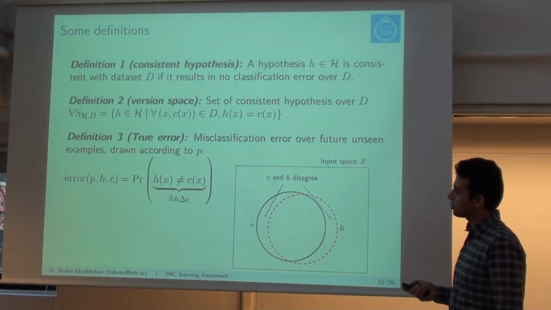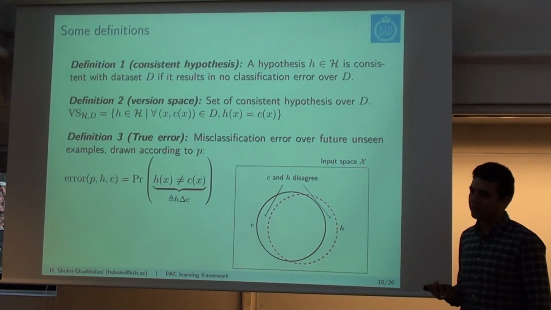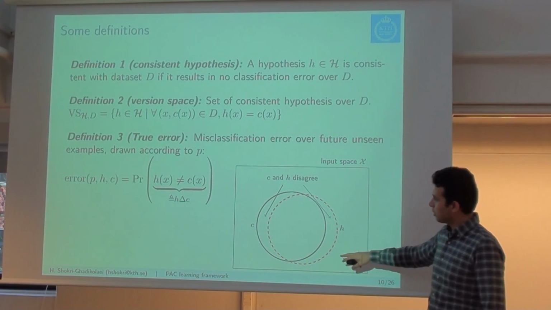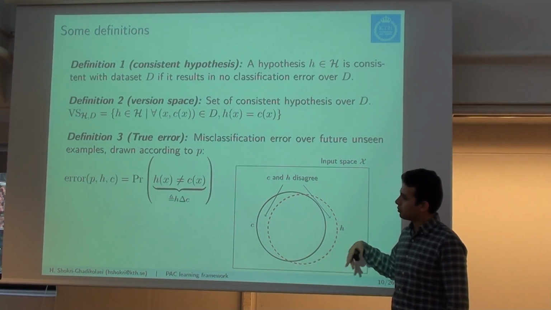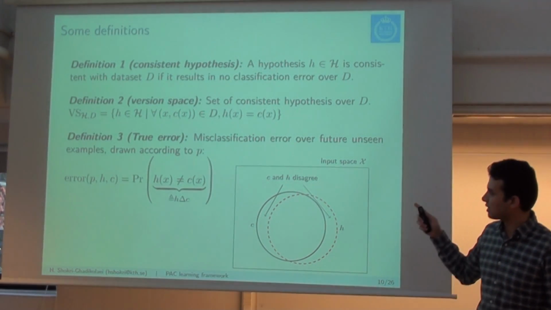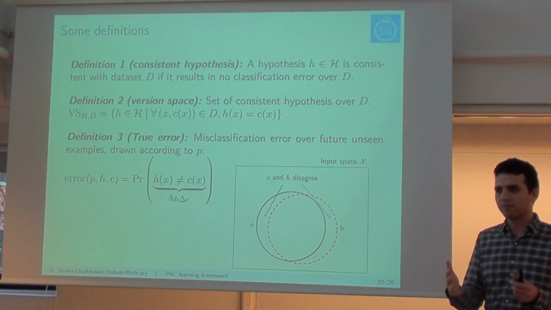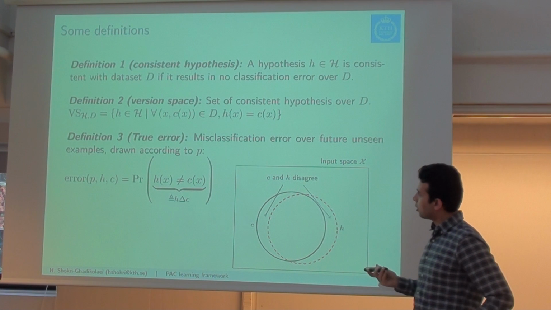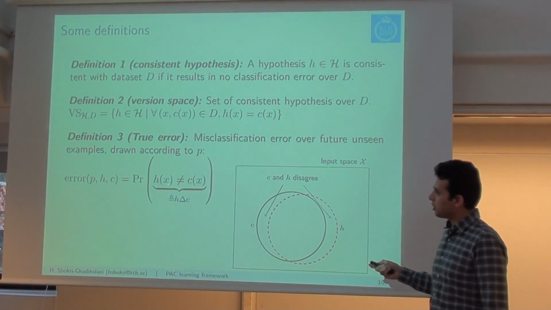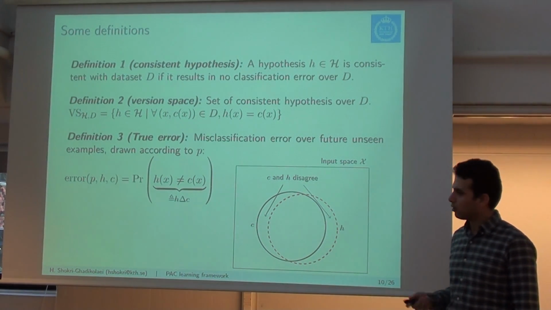And then definition 3, which we saw already, I guess, is the true error. This is the misclassification error over future data. What is the definition of misclassification? So far we had the loss function, but misclassification is just a mapping from your points to plus and minus. The loss could be plus 1 and 0. So you will have a loss if h of x at some point x is not equal to c of x. If so, then you have a loss.